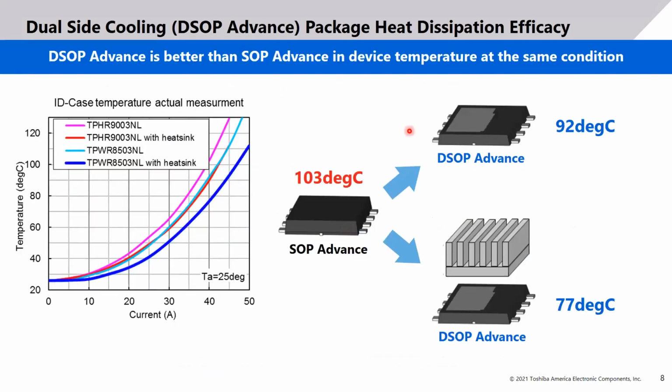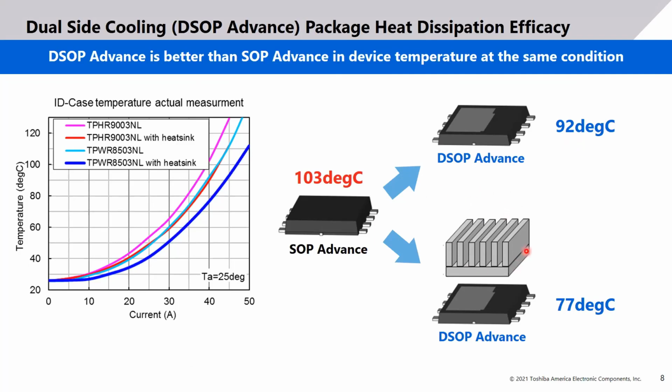So we have done some thermal measurements in our lab. This is a real life example: a single side cooling device, for example, has 103 degrees C case temperature. We put the same die in the single side package or the dual side cooling package, and switching to dual side cooling reduces the temperature to 92 degrees. So already a significant improvement.